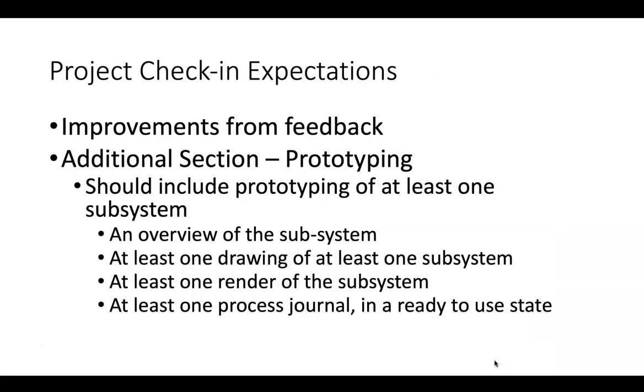What you're going to need for your project check-in by the end of this week is to create your improvements from the feedback I gave you from the last project check-in, and then to add in an additional section called prototyping, and it should include prototyping of at least one system or one subsystem. And that should include an overview of the subsystem, at least one drawing of at least one subsystem, at least one render of at least one subsystem, and they should all be annotated, and at least one process journal in a state that's ready to use so that you can reapply that process again and get a better product.